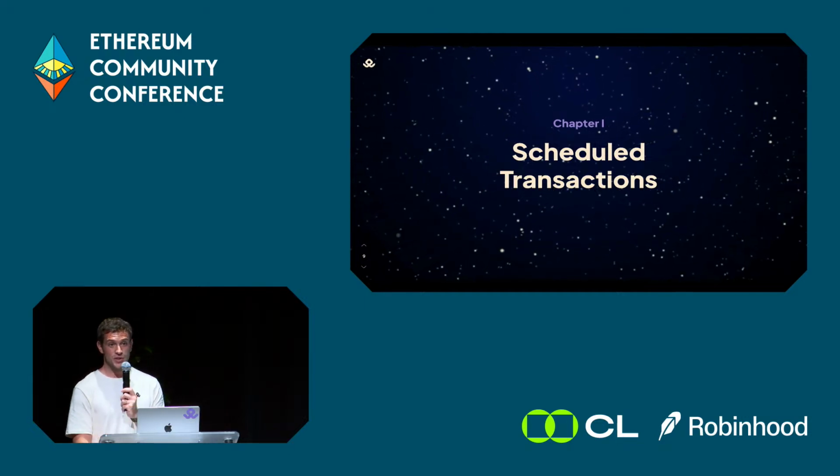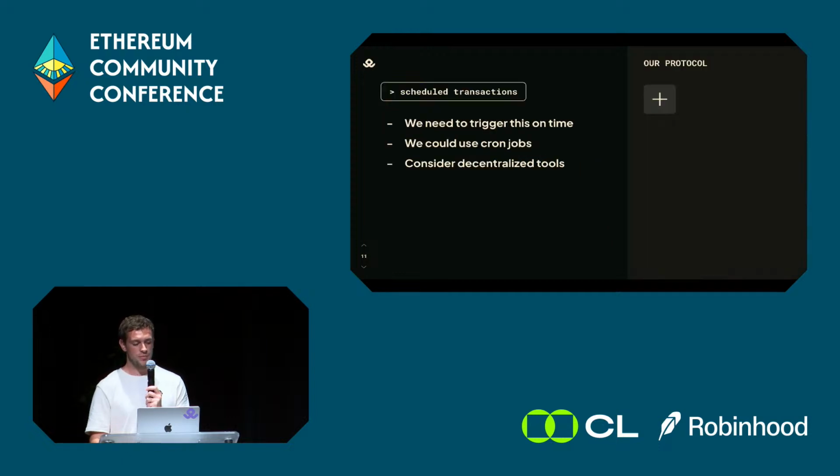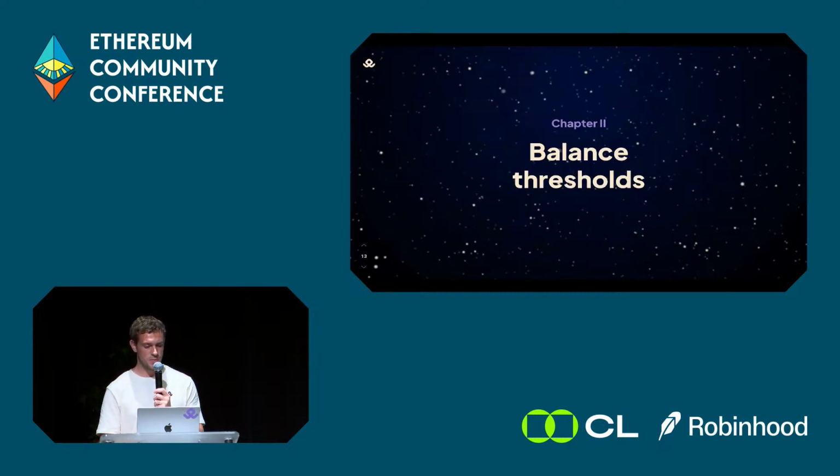Chapter 1, scheduled transactions. Let's start with something simple. Let's say Alice wants to transfer a certain amount of money to Bob. In order to take care of this, we just need to make sure we can execute certain transactions on time. We could use cron jobs. We could use any decentralized solution, something like Defender or Gelato. We could program our own smart contracts to make sure certain transactions occur at a specific time. This sounds very simple, so we can add some sort of scheduler to our protocol to control when certain transactions are sent on-chain.